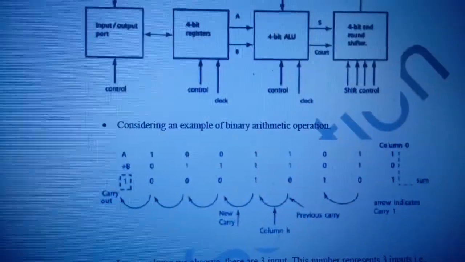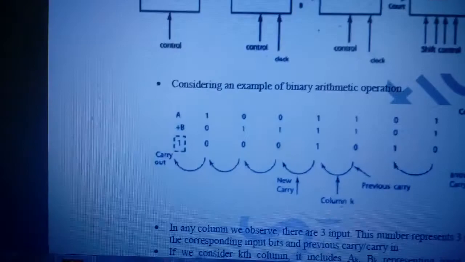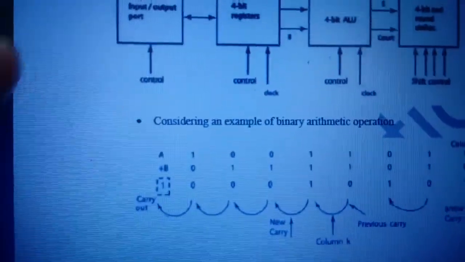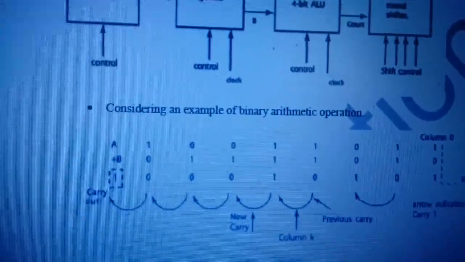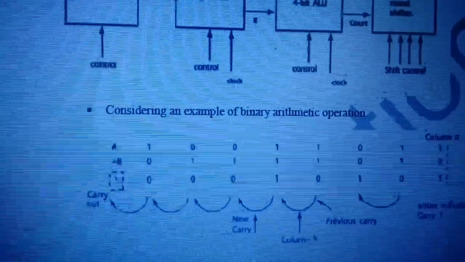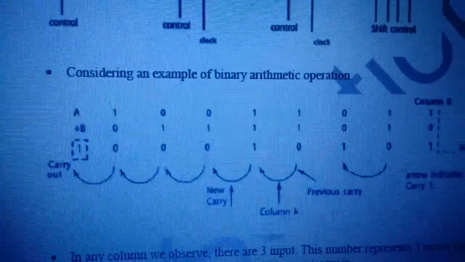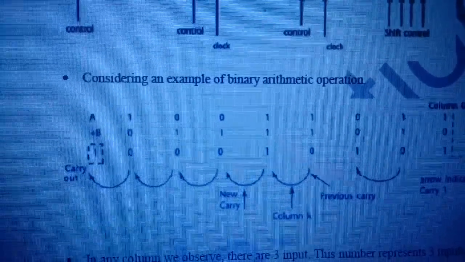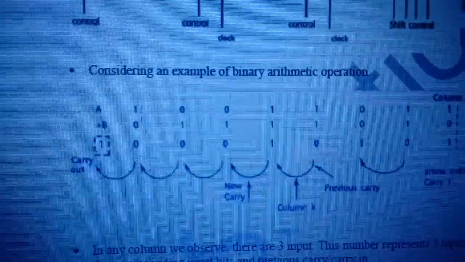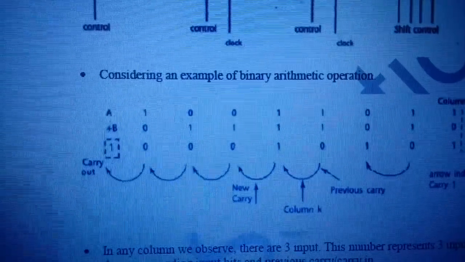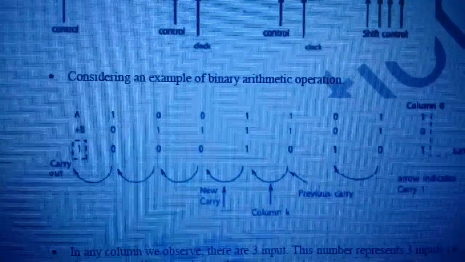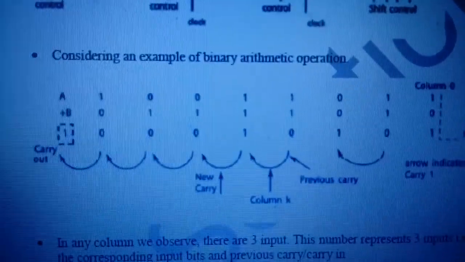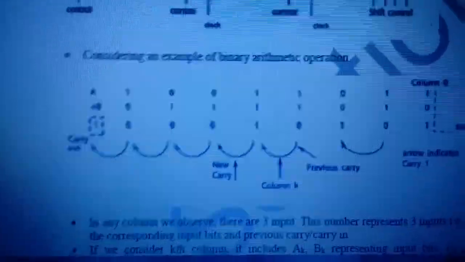Considering the example of an arithmetic operation, there are 2 bits A and B. Whenever they are added, if 1 is added with 1, it gives 0 with a carry of 1. If 0 is added with 0, it gives the answer as 0. If 1 is added with 0, it gives the answer as 1. Similarly, you can see the addition operations along with the carry.